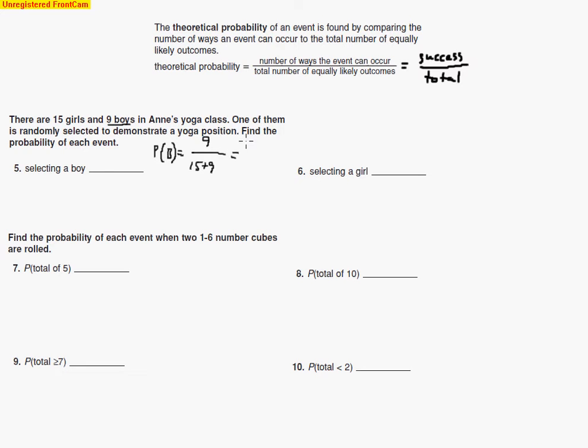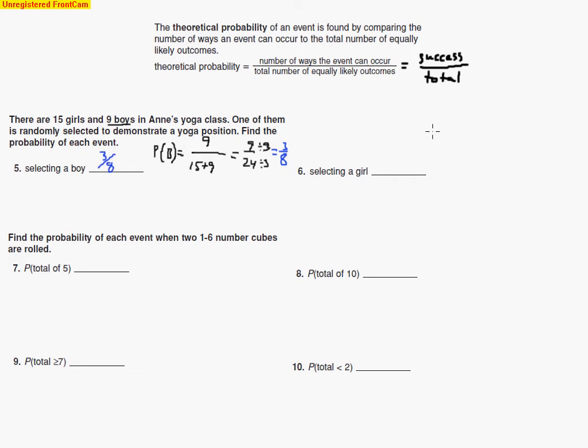When I do that addition, I get 24, but I'm not done there because I need to reduce the fraction. So I got 9 over 24. I'm going to do some reducing there, take out the common factor of 3, and I'm left with 3 over 8. So 3/8, that is the probability of selecting a boy.